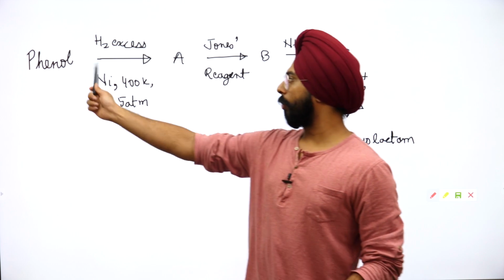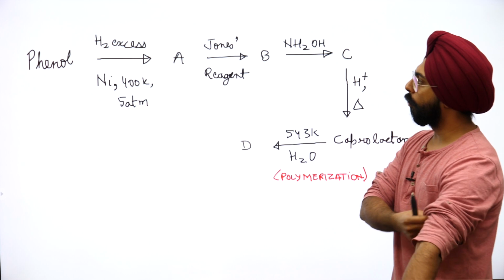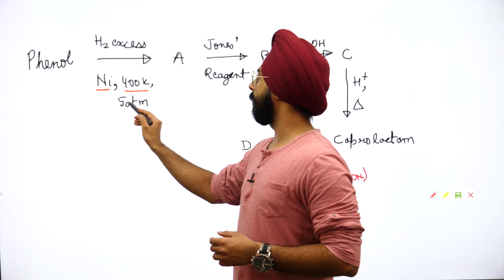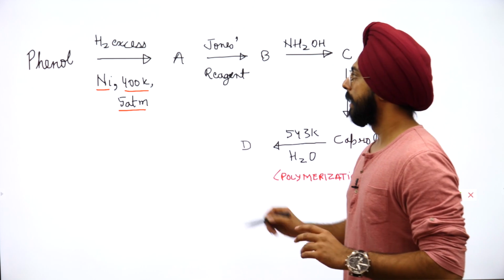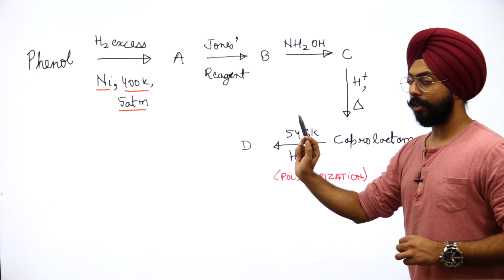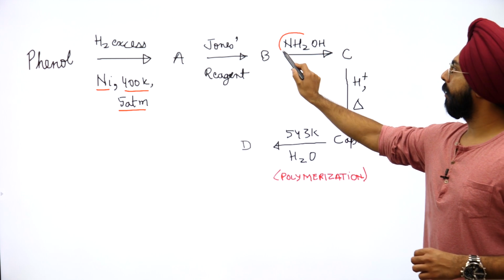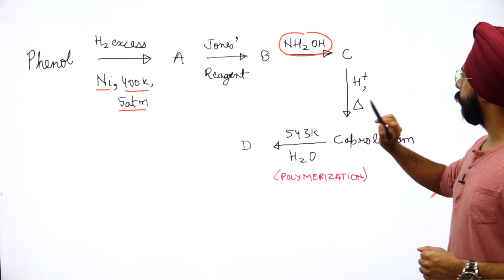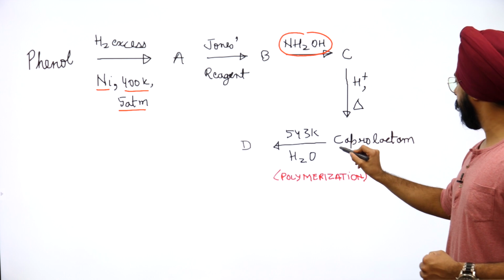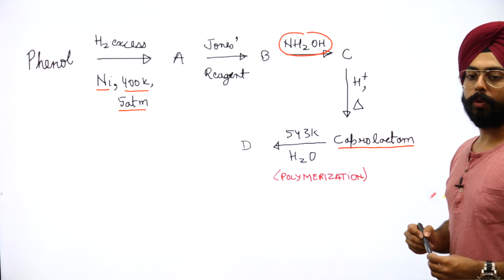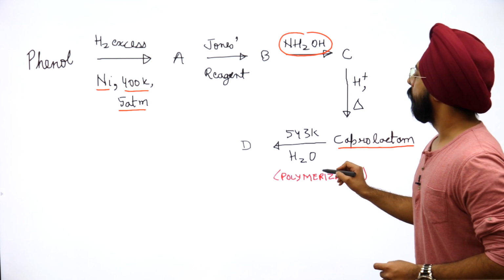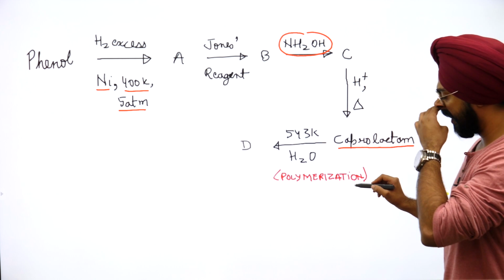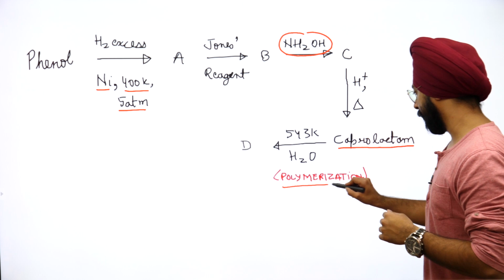Let's read it out. First of all, you've got phenol. You put it in loads of hydrogen, and you put it with some nickel, high temperature and high pressure. Okay, makes sense. Then I use Jones reagent. This is an oxidizing agent. After oxidizing it, I react it with this hydroxylamine. हाइड्रोक्सिलामाइन से रिएक्ट किया, उसके बाद बना कुछ. उसमें अगर मैंने हीट डाला, then I get this very fancy substance called caprolactam. And if I heat caprolactam in some water, maybe a little bit of base catalyst, yeah, it polymerizes.